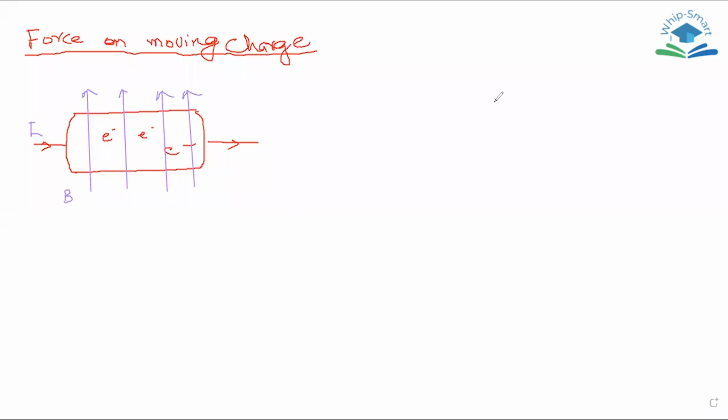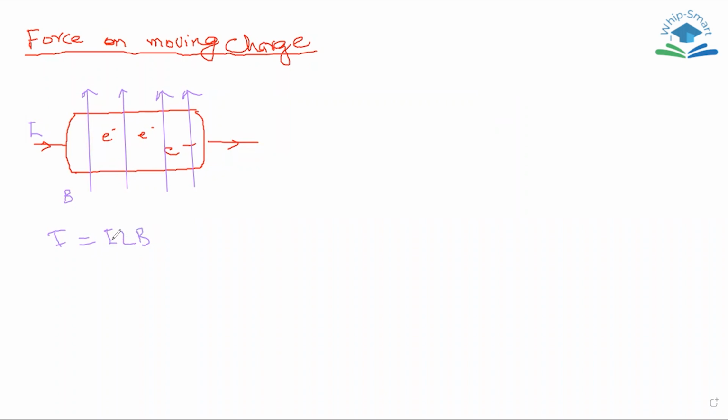Hello everyone. Today we will discuss the force on a moving charge placed in a magnetic field. This topic is based upon the idea that when a current carrying conductor is placed in a magnetic field, then it will experience a force that we already described the formula to. We got F equals I L B. This is the formula that we got.